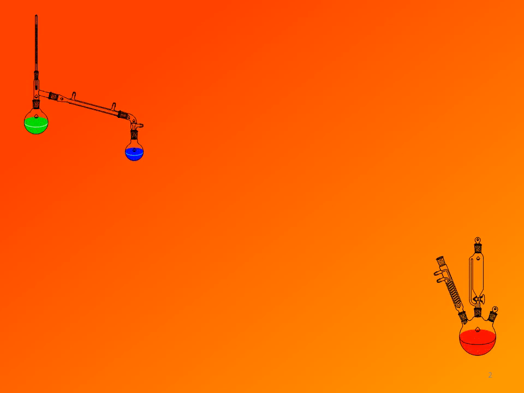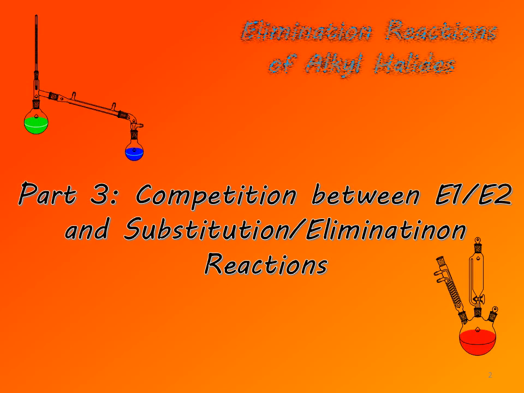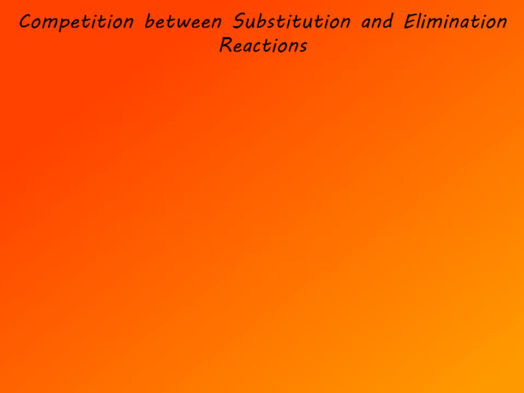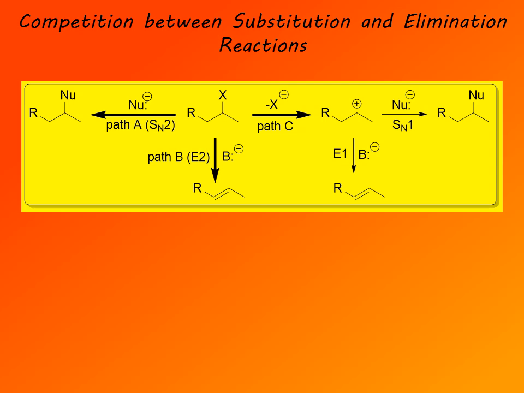In this video, we will examine competition between unimolecular and bimolecular reactions, and substitution and elimination reactions. When we consider competition between different substitution and elimination reactions, this diagram summarizes it. We can look at an alkyl halide, shown here with X for halogen, and you can see that on the left, the alkyl halide can undergo three possible reaction pathways, path A, B, or C.